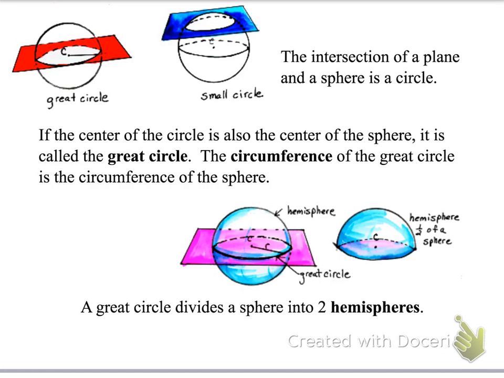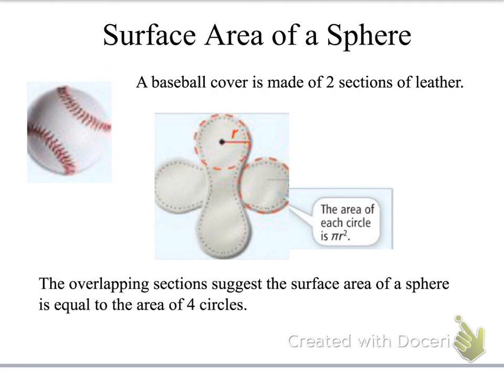Okay, the intersection of a plane and a sphere is a circle, so if I cut my sphere in half, it would create a circle. If the center of the circle is also the center of the sphere, it is called the great circle. The circumference of the great circle is the circumference of the sphere. A great circle divides a sphere into two hemispheres, my top hemisphere and my bottom.